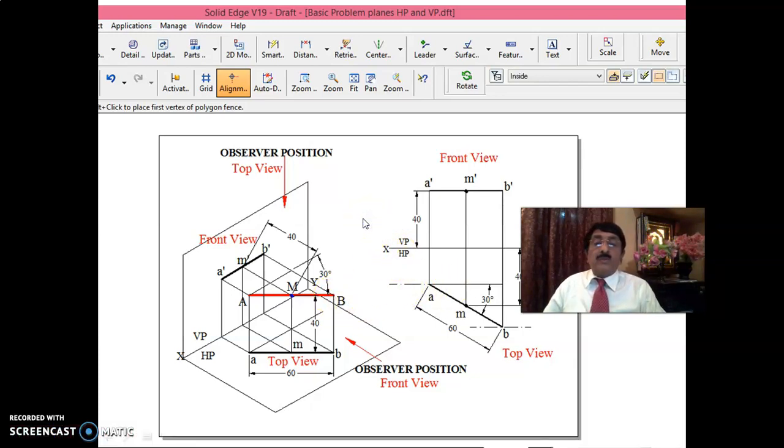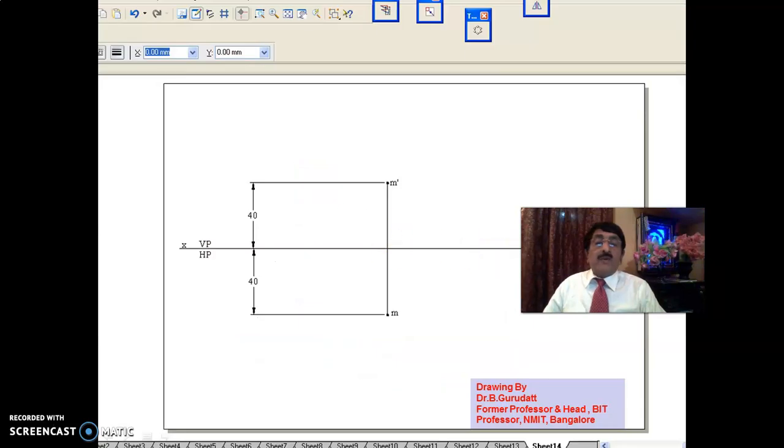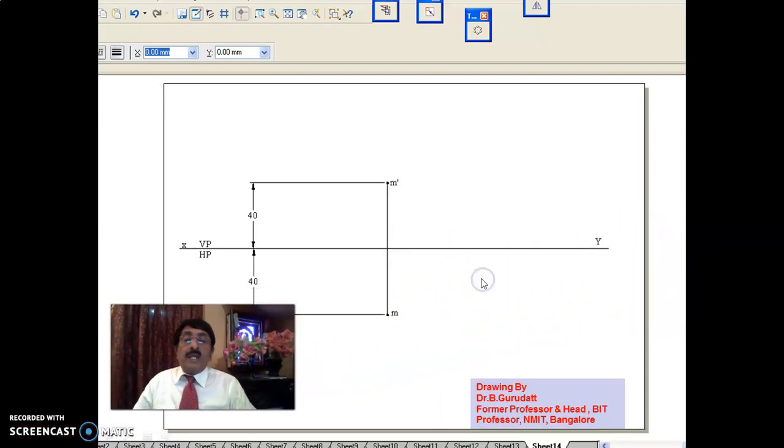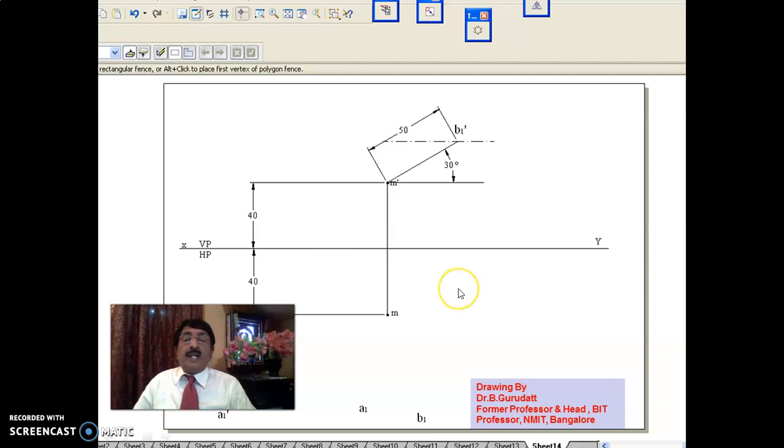Now we'll do one simple problem in this way. See here, the midpoint M of a line AB is 40 mm from both the planes. Take M dash and M. I think this is not a problem. The line measures 100 mm and is inclined at 30 degrees to HP. Since it is a midpoint, you have to do it carefully. You do 50 mm this way and 50 mm this way at 30 degrees, so that totally it is 100 mm. Now M dash and M you locate.